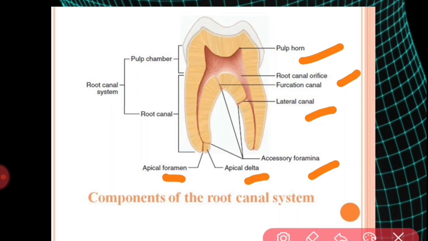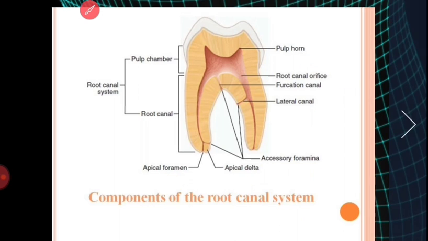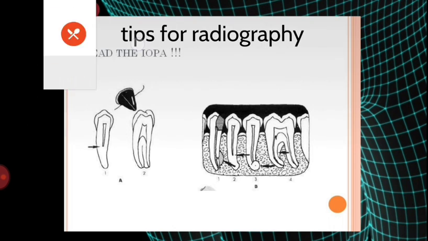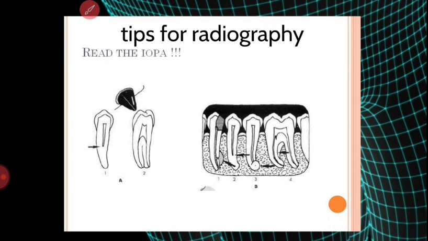So all these terminology are basic. I don't have to go into detail with this. This is a Cohen diagram from the book Cohen, and let's go. Before you start your access, always read your x-rays. If you don't have good x-rays, don't go for endo. Don't go for endo if you can't read x-rays seriously.